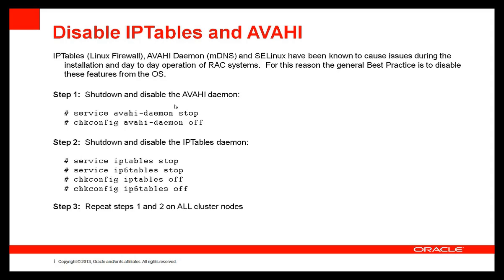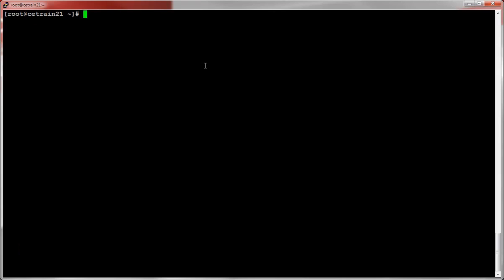So the first thing is to shut down and disable the Avahi daemon. The way that we do that, service avahi-daemon stop, and we do a chkconfig avahi-daemon off. We'll shut down and disable the iptables. You can see the commands to do so there. We'll shut down the ip6tables also. And we'll repeat steps 1 and 2 on all cluster nodes.